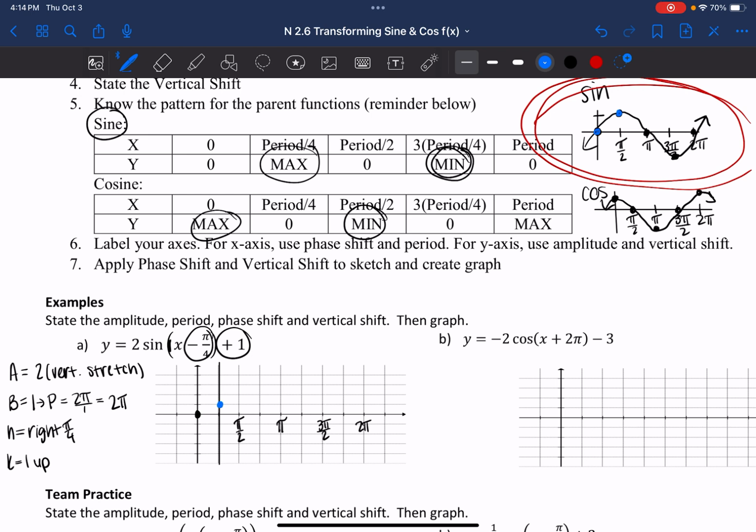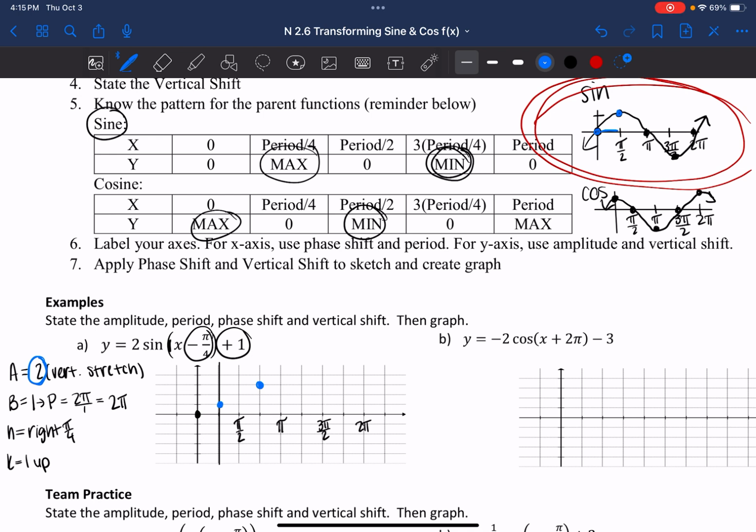But they told us that we have a vertical stretch of 2. So 2 times 1 tells me I'm actually going to increase by 2 instead of 1. Okay, and if I look here, these points occur every pi halves. So pi halves would be every 2 lines. So I'm not going to plot another point for 2 lines to the right. And I move up 2 units because of my vertical stretch instead of moving up 1 unit.